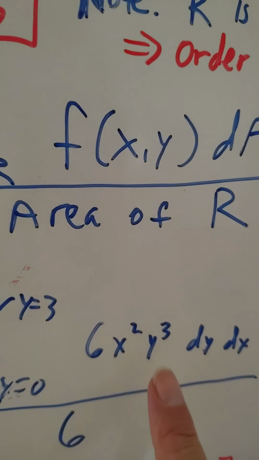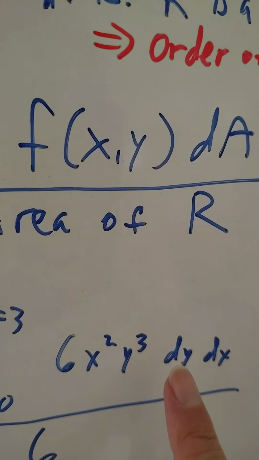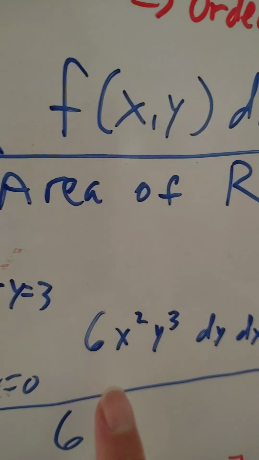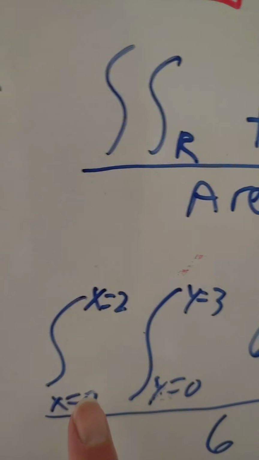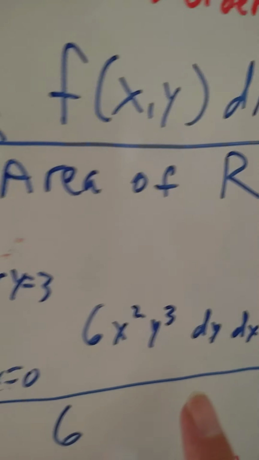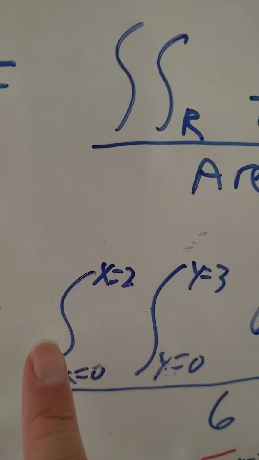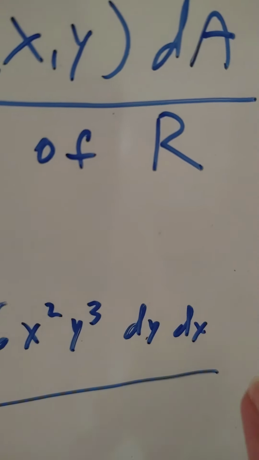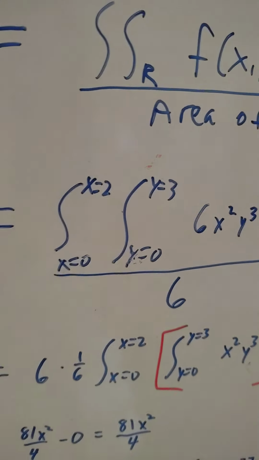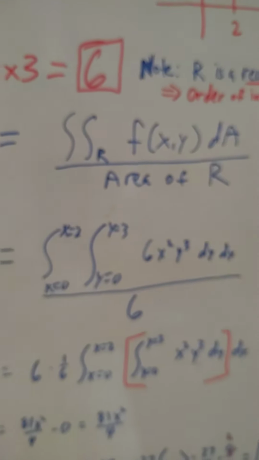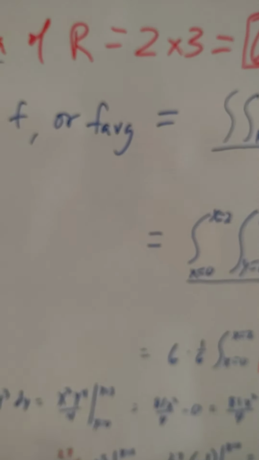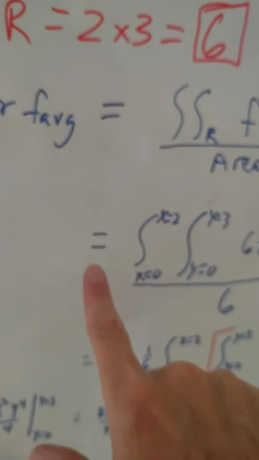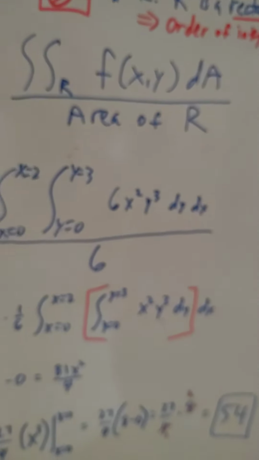Here's our f of x comma y, and you must write dy first and then dx, because my inside integral is y, so you want dy first. The outside integral is x, so you want dx last. Now, had I switched those integrals, putting y on the outside and x on the inside, then I would have switched this to dx dy. And then don't forget to write over 6, because that was the area of our region R. So our f average, we said, was equal to this formula here, and which is now going to be equal to this with the numbers we were given.